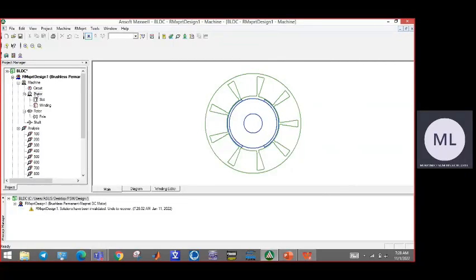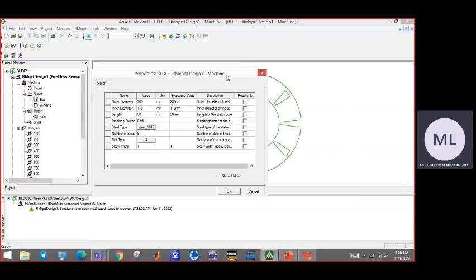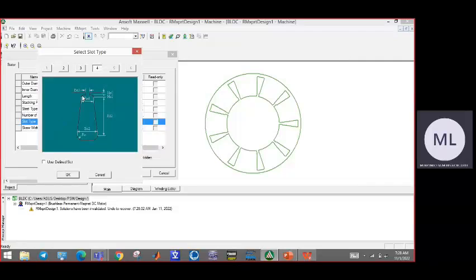The second one is the stator. This is the stator, and this is the slot. For the stator, you need to input the outer diameter, which I set to 200 mm, and the inner diameter, 110 mm. The length is 50 mm, and the material type is steel. The number of slots is 9. This is the slot, and the type of slot is number 4.